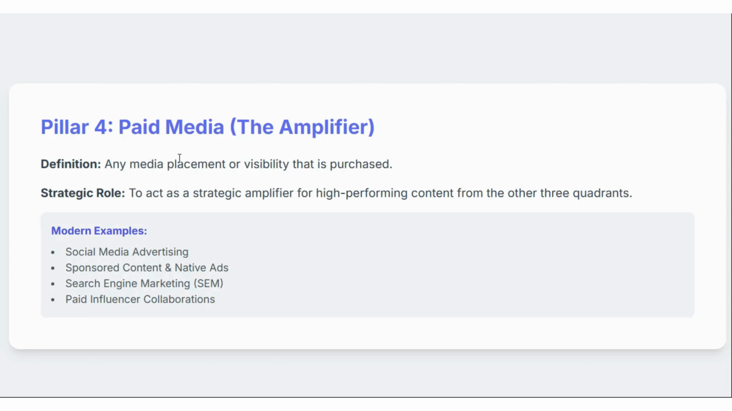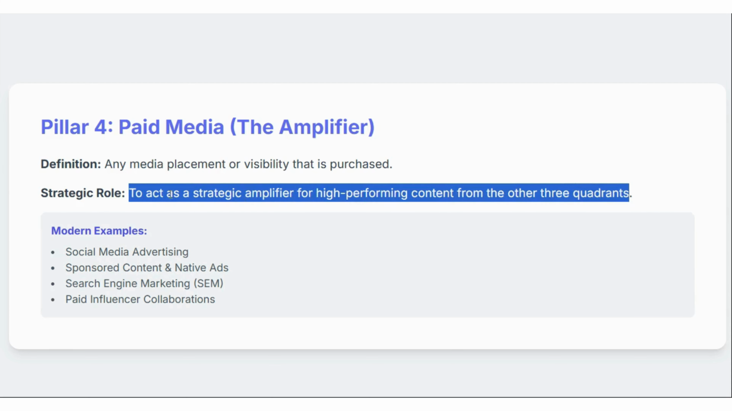And the last but not least is the paid media. It amplifies your efforts. It's any media placement or visibility that is purchased, so you have to pay for that, and the media will publish your content, specifically PR content. It works as a strategic amplifier for high-performing content from the other three quadrants. So it's a very important point here. You don't pay to publish all of your content, all of your PR efforts.